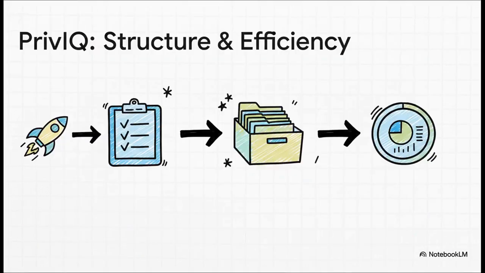Now, PrivyIQ takes a different approach. It's all about operational efficiency. With structured workflows, checklists, and document management, it helps you build a privacy program that is repeatable and, really importantly, auditable. Plus, it's designed to be deployed super quickly, so you can get up and running fast.